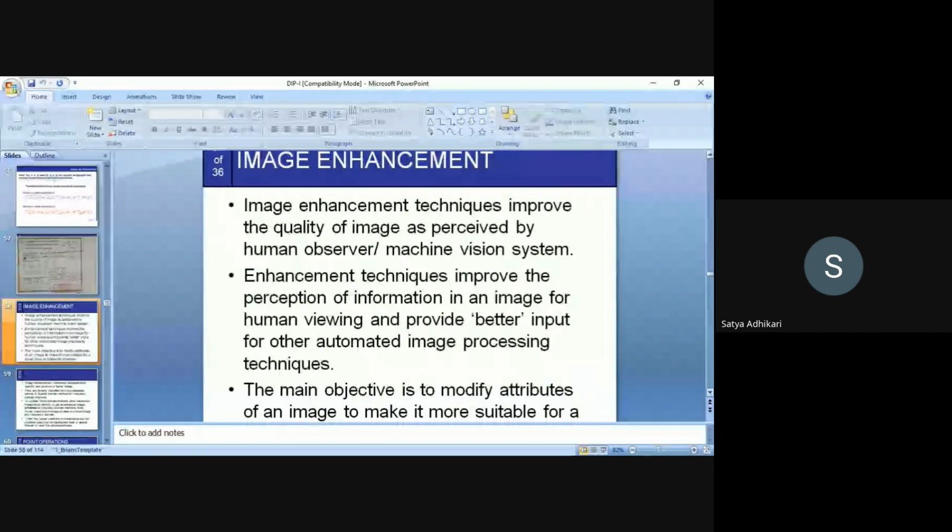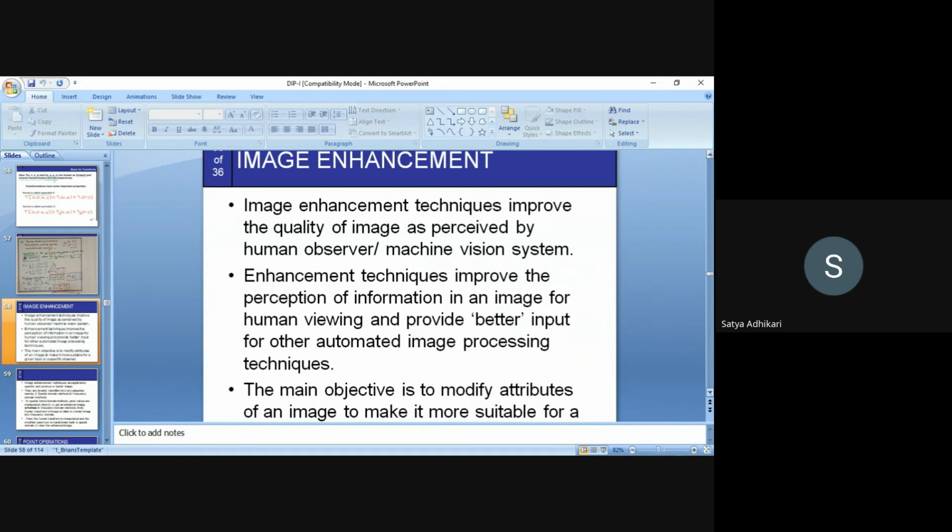Then the next term is image enhancement. Image enhancement techniques improve the quality of an image as perceived by a human observer or machine visual system. As the name suggests, enhancement. So we are enhancing the quality, improving the quality which is observed by any machine vision system or human observer.